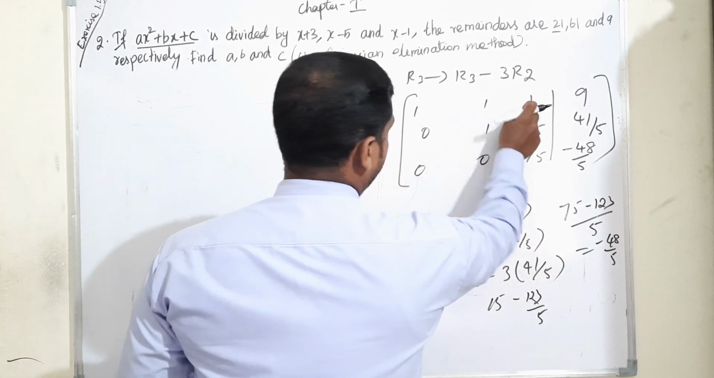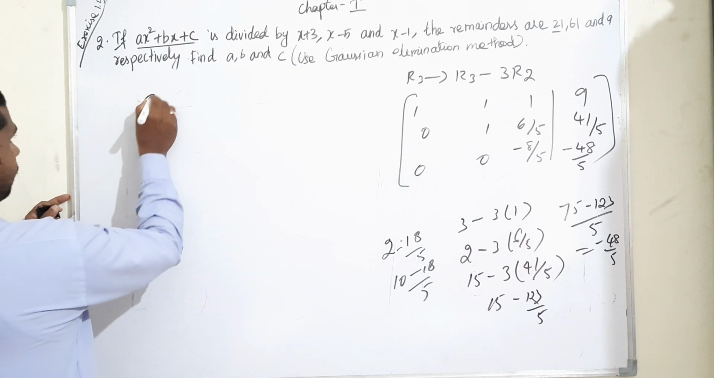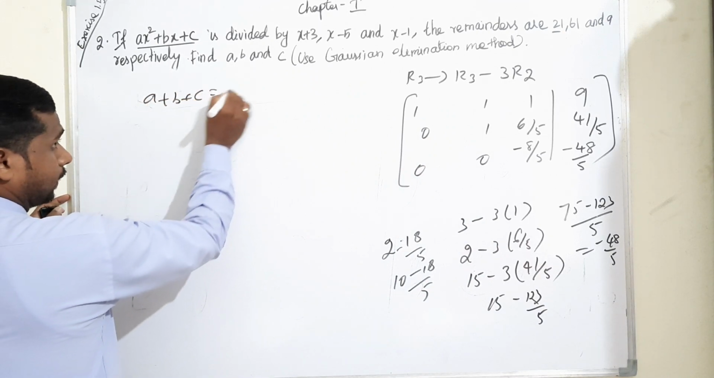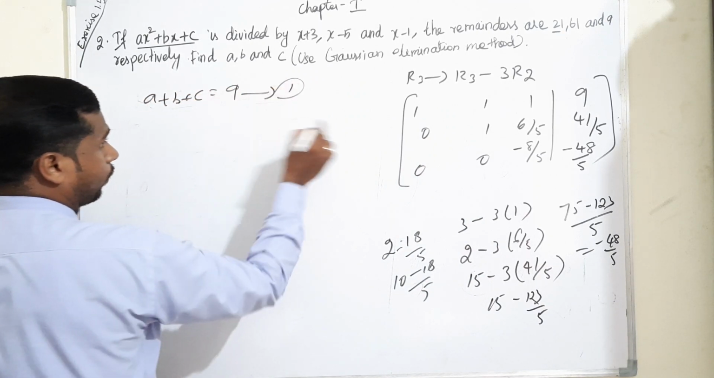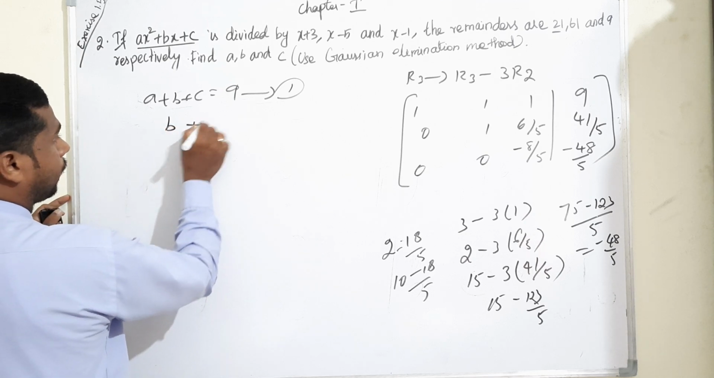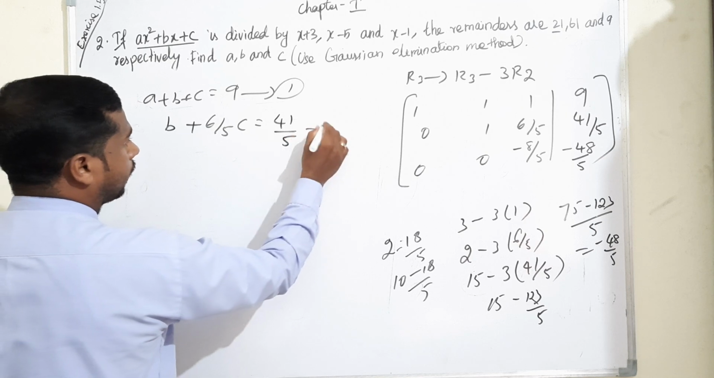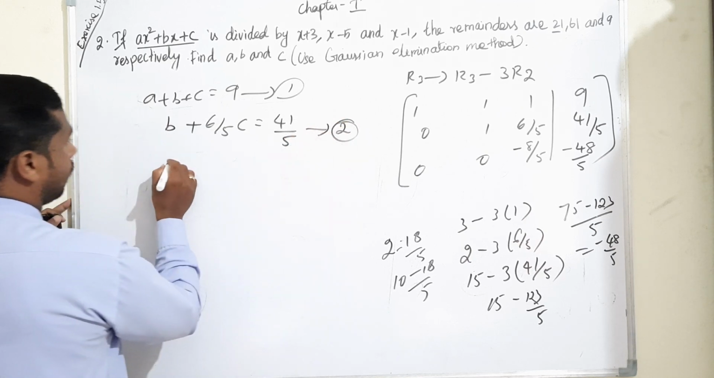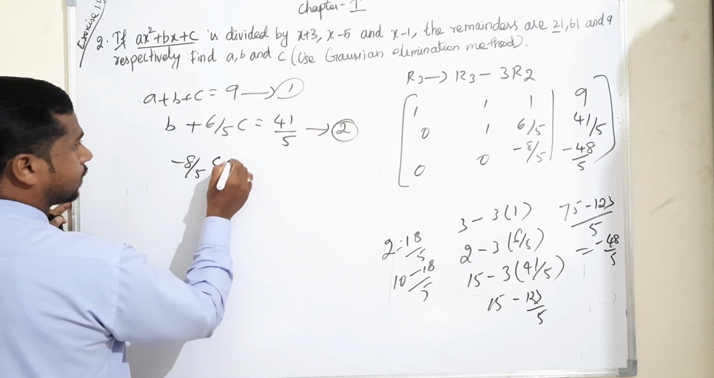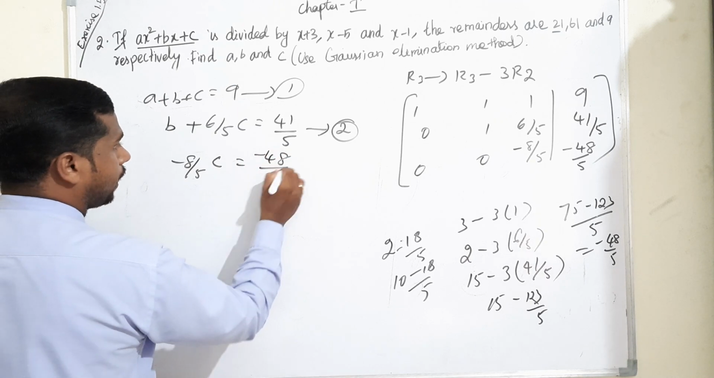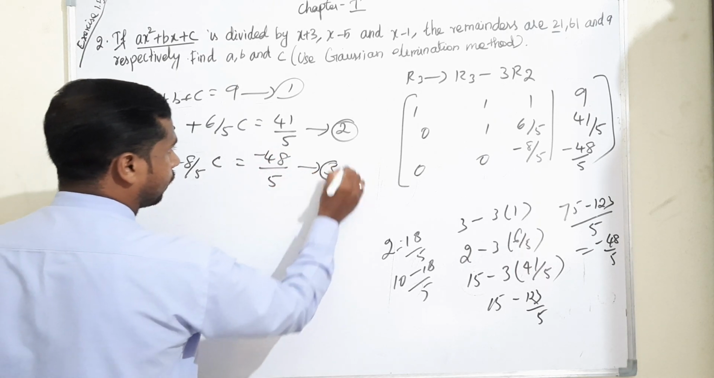If you make it in the equation form, the first condition: A plus B plus C is equal to 9, consider it equation number 1. Then B plus 6 by 5 C is equal to 41 by 5, consider it equation number 2. Then minus 8 by 5 C is equal to minus 48 divided by 5, consider it equation number 3.